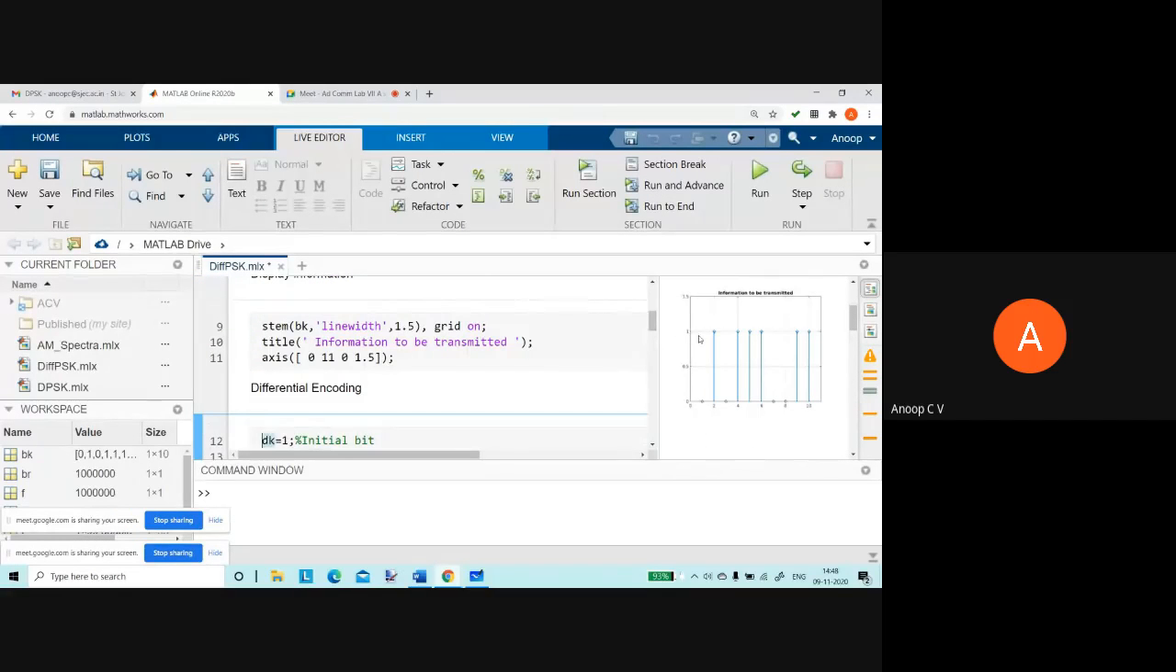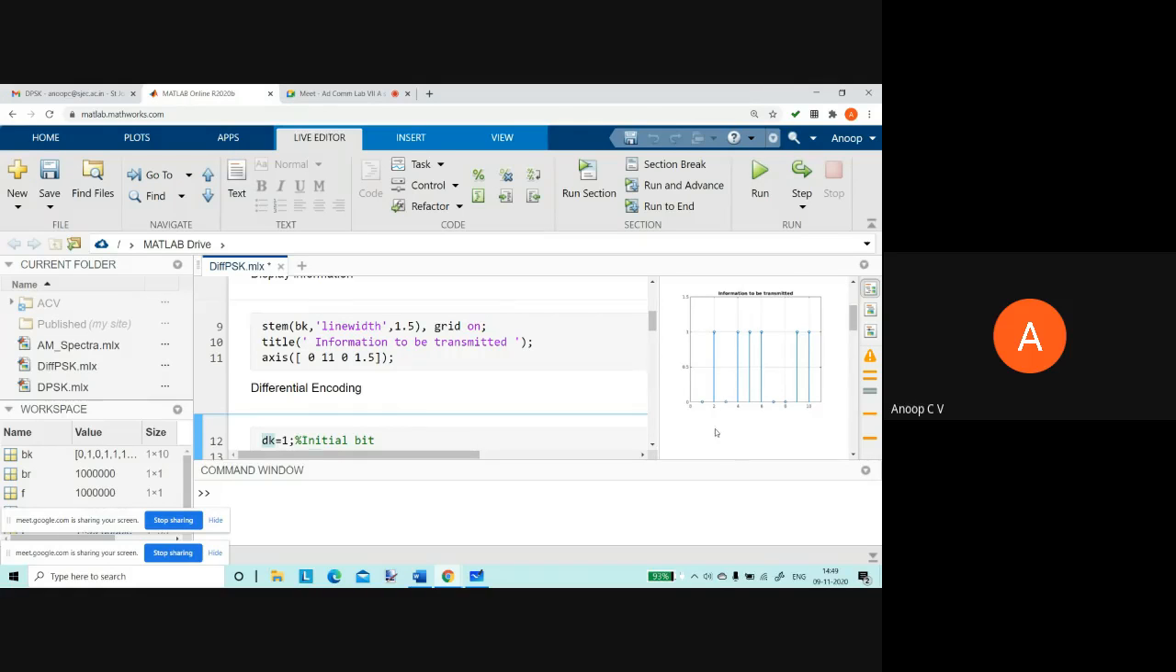This is the information to be transmitted: 0, 1, 0, 1, 1, 1, 0, 0, 1, 1. Next, what we should do is differentially encode it.